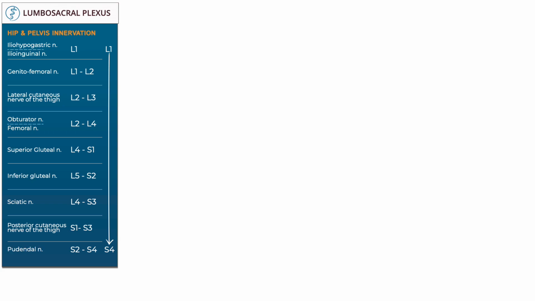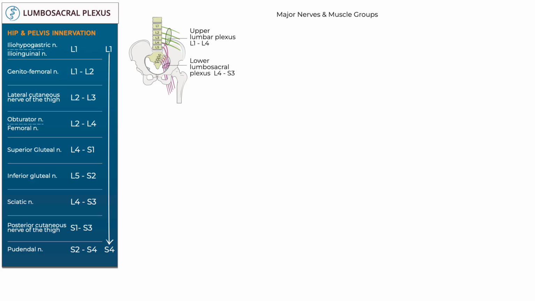Start with a differentiation of the upper versus lower plexus. Draw a lower spine, pelvis, and show a femur. Indicate that L1 through L4 forms the upper lumbar plexus. Then show that L4 through S3 forms the lower lumbosacral plexus. Now let's discuss the major nerves that innervate the hip, pelvis, and thigh.